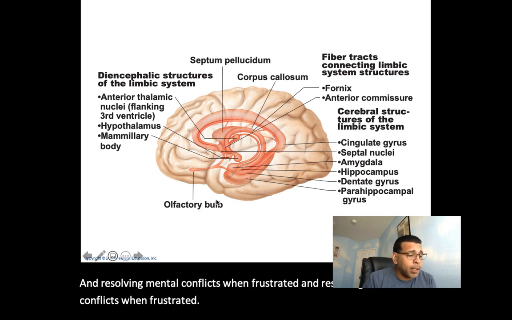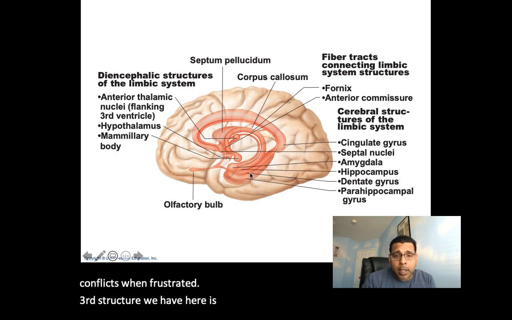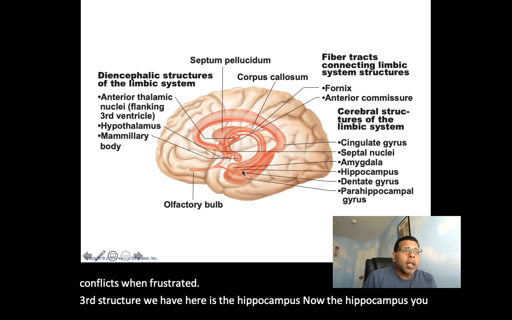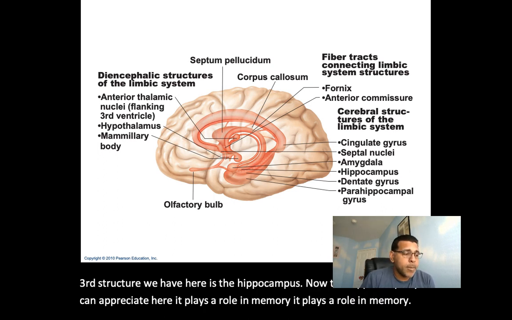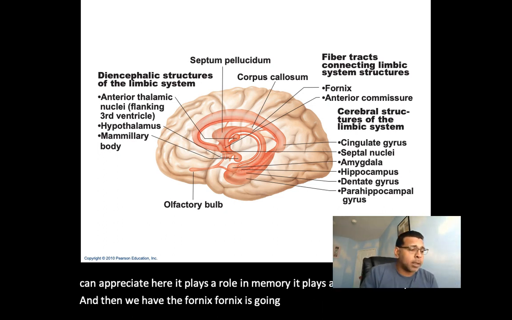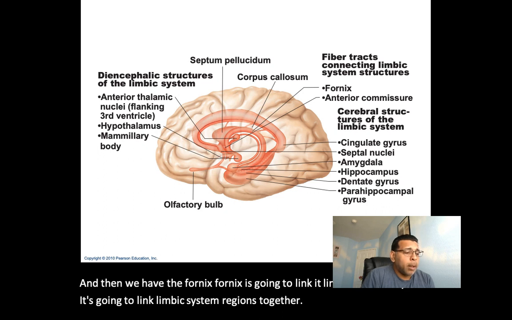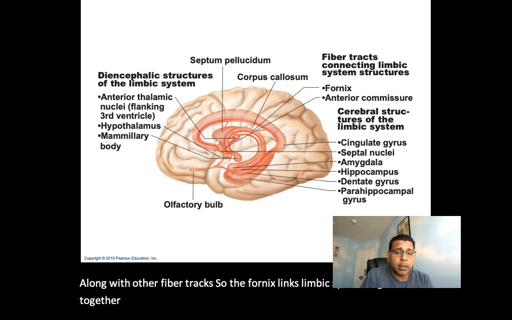Third structure we have here is the hippocampus. The hippocampus, you can appreciate here, plays a role in memory. And then we have the fornix. The fornix links limbic system regions together, along with other fiber tracts.